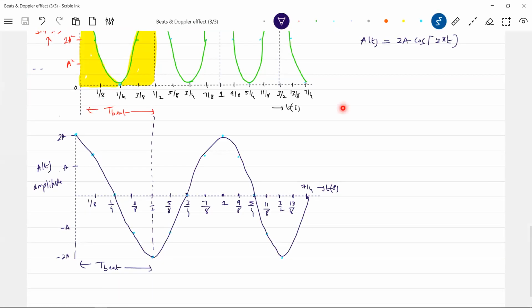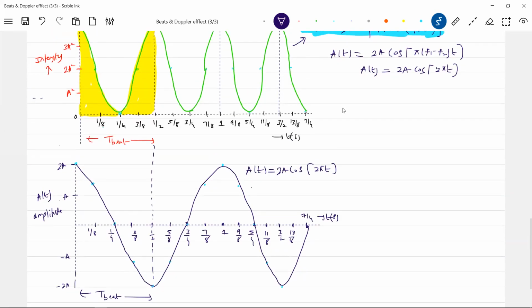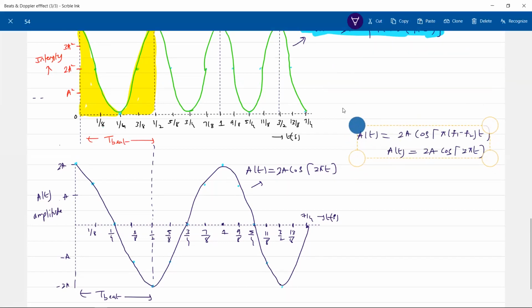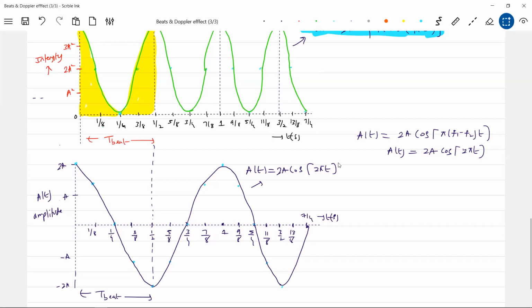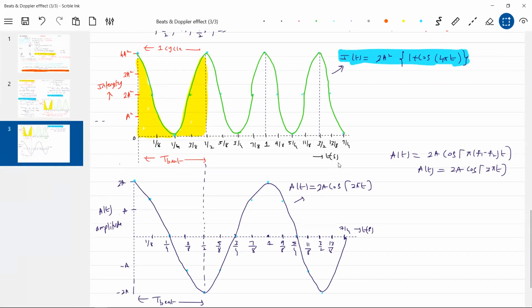Okay, you have everything in front of you on the graph. This is what we are plotting: 2a cos 2 pi t. So this is what we have plotted. I'll pull it down. I have really brought a very beautiful thing in front of you. Just look here. Let me have some water.